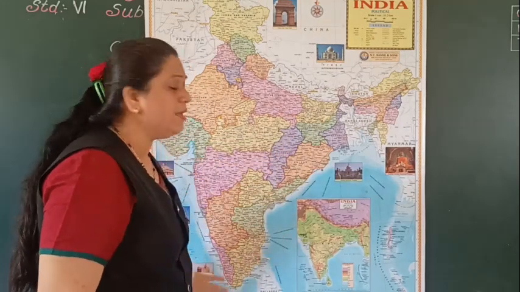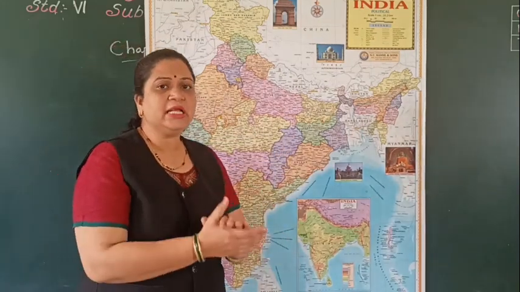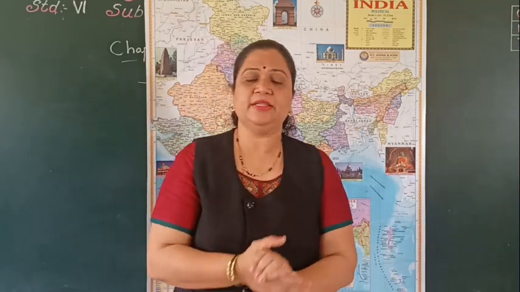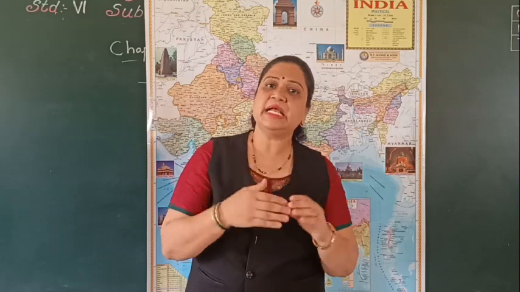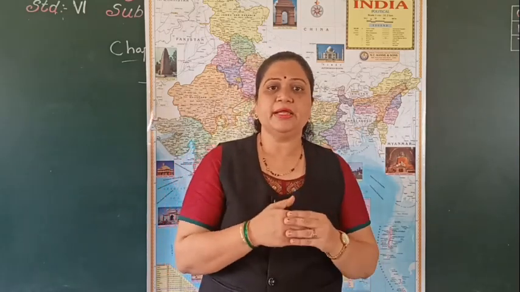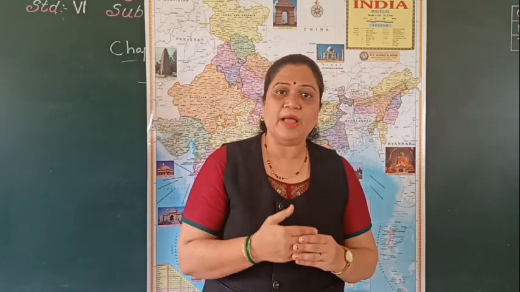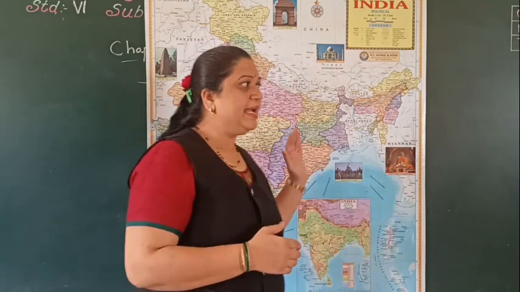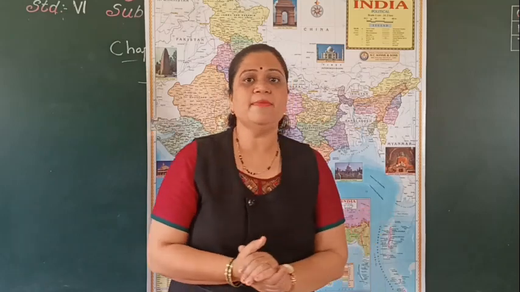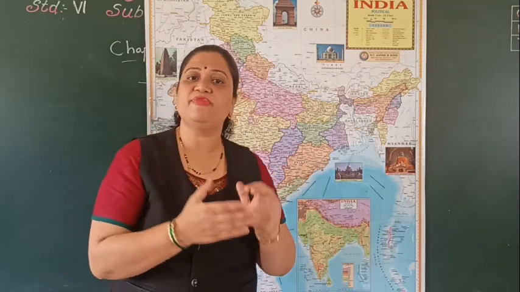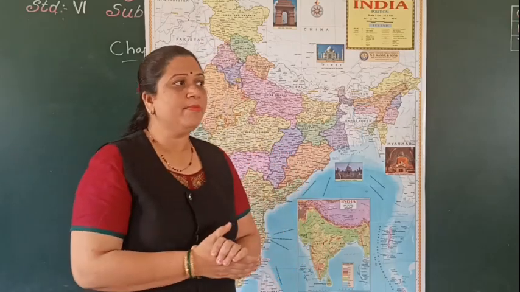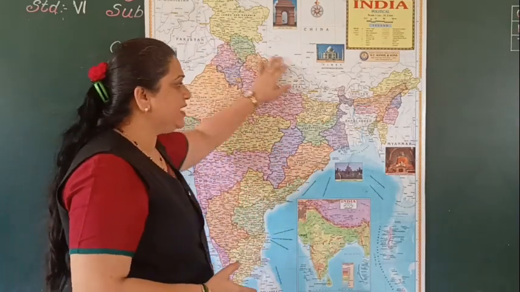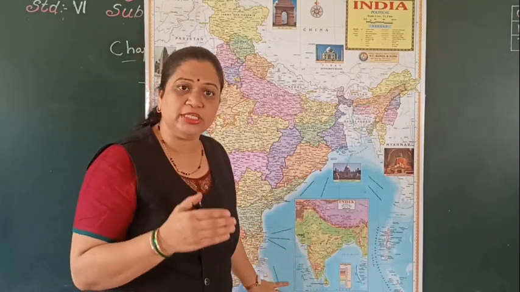This is the political map of India. In physical, the physical map of India represents the physical features. Now which are the physical features? Mountains, rivers, plains, valleys, deserts, islands. So the physical map represents the physical features, and the political map shows the countries. Now our country, now we are talking about India.